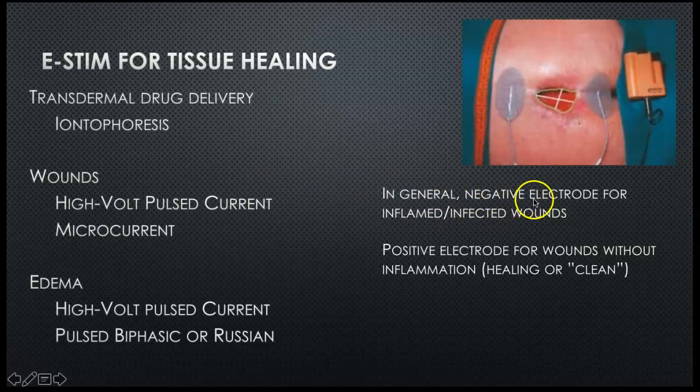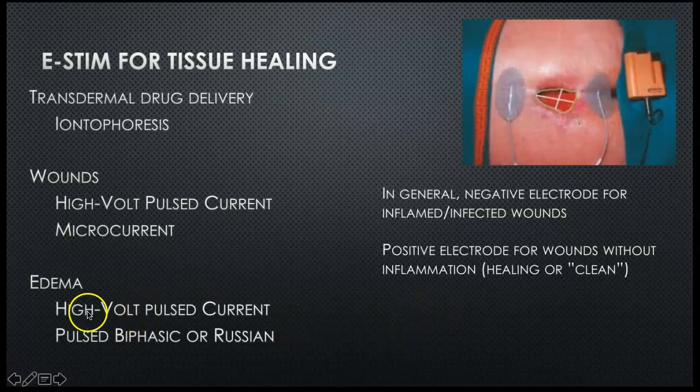So in general, you'd stick the negative electrode in the wound or right next to the wound if it was inflamed or infected. But if it wasn't inflamed or infected and it's just a wound that's clean, but it's healing and you want to push it along to heal faster, you would put the positive electrode either in the wound or near it.